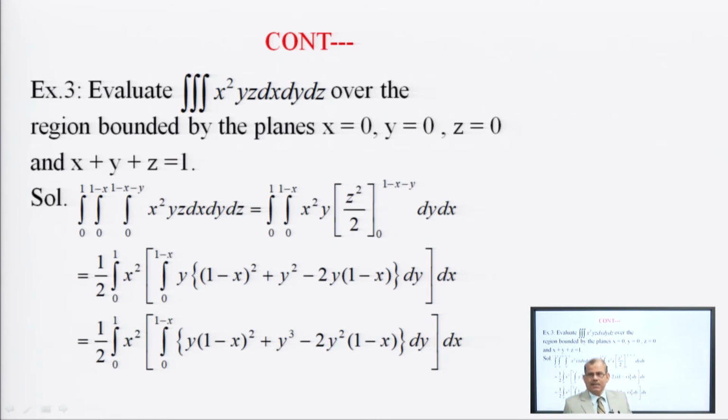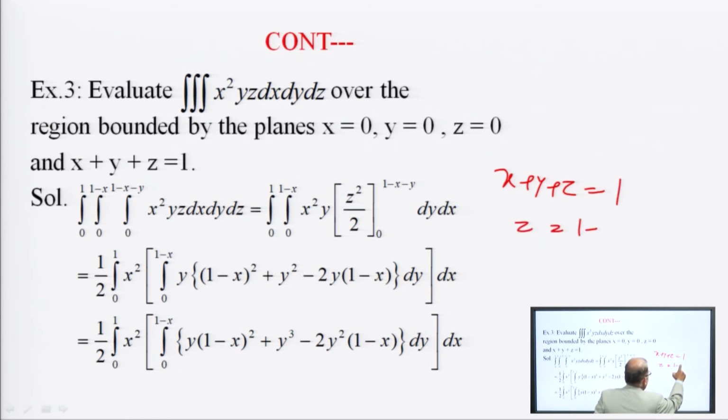The upper limit is the upper surface of the plane, which is x plus y plus z is equal to 1. Finding the value of z, we get z is equal to 1 minus x minus y, and it is the upper limit of z. So the limits of z are 0 to 1 minus x minus y.